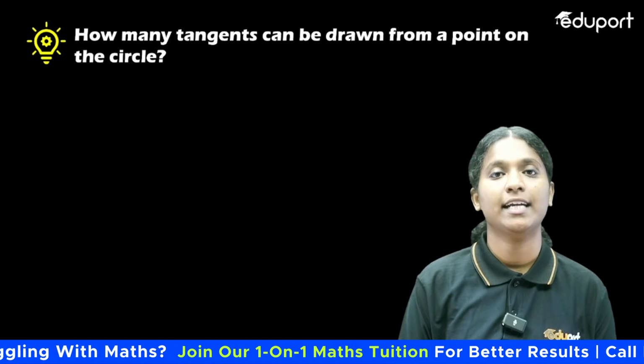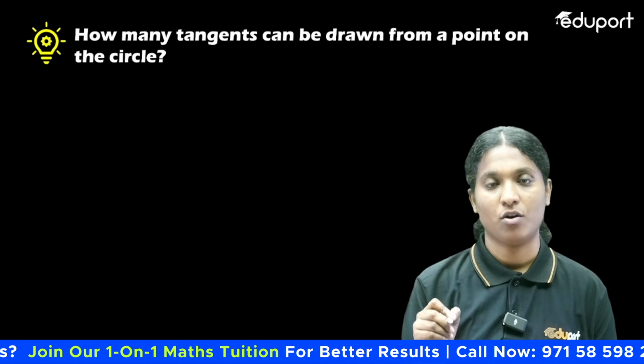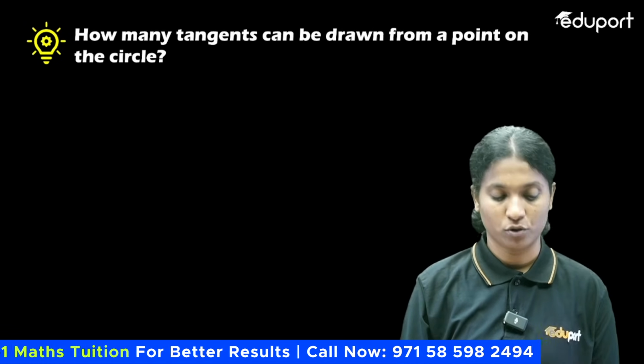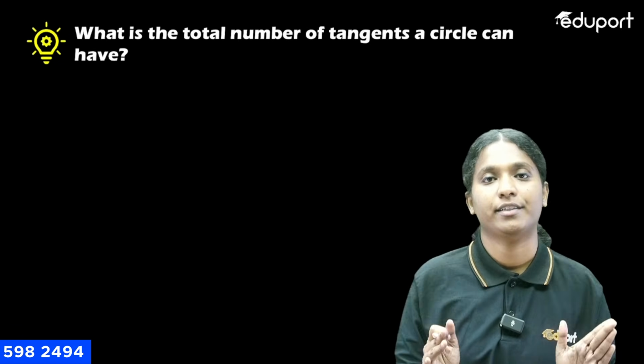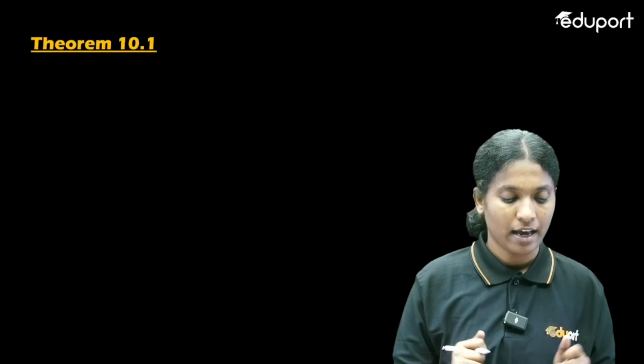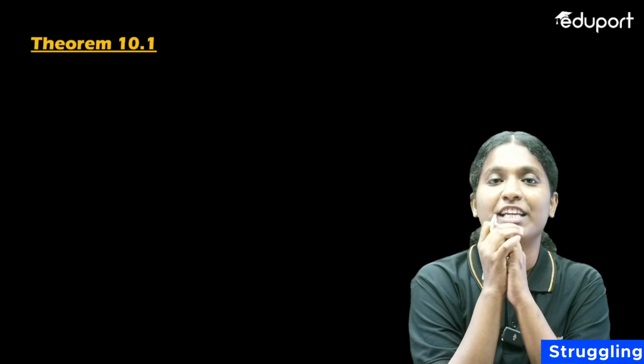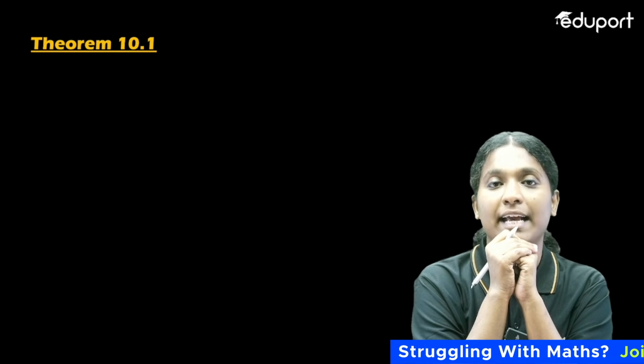How many tangents can be drawn from a point on the circle? We have learned that from a point, only one tangent is possible. Now, what is the total number of tangents a circle can have? Infinite. We have learned it. And the next is very important, that is theorem 10.1.